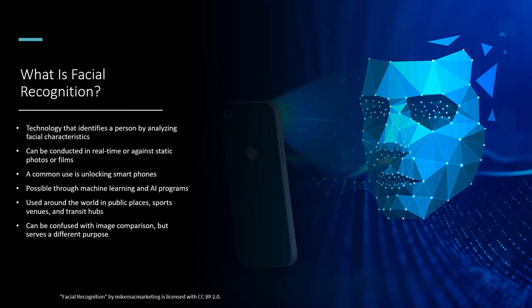Both technologies can work against live feeds or against static photos or films, and require training to work effectively, often using artificial intelligence or machine learning to improve detection and identification. The general public most frequently encounters this technology as a way to unlock smartphones or tablets. This software is used in many public places around the world. It should be noted that image comparison, a technology that says, is this image the same as another, is not the same as facial recognition or face detection.